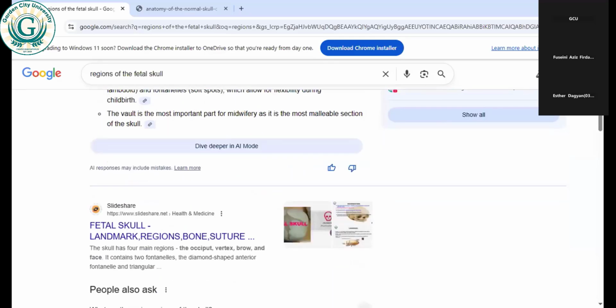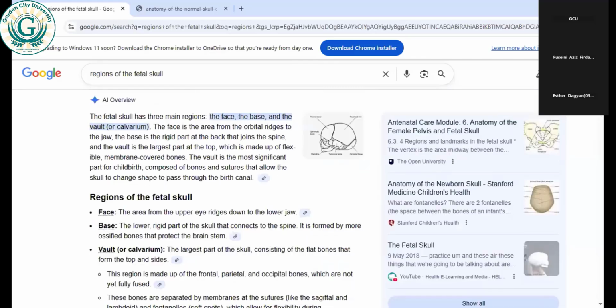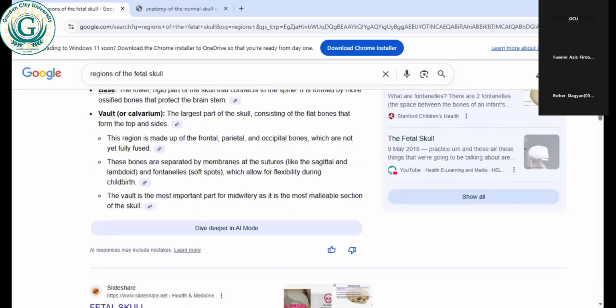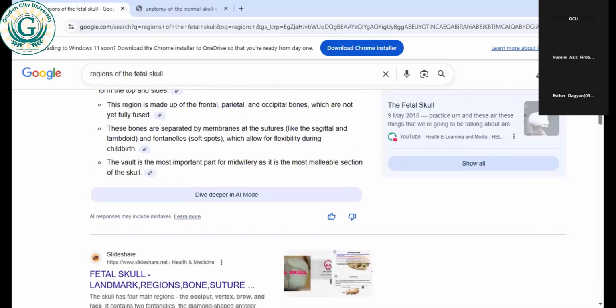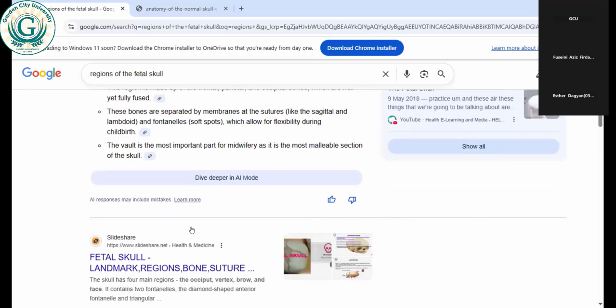Okay, so we are moving on from the occiput. We are going to the vertex, regions of the fetal scalp. The vertex region is bounded by the posterior fontanelle, the two parietal eminences, and the anterior fontanelle. The posterior is the lambda. So we can say that the vertex is in between the two fontanelles.